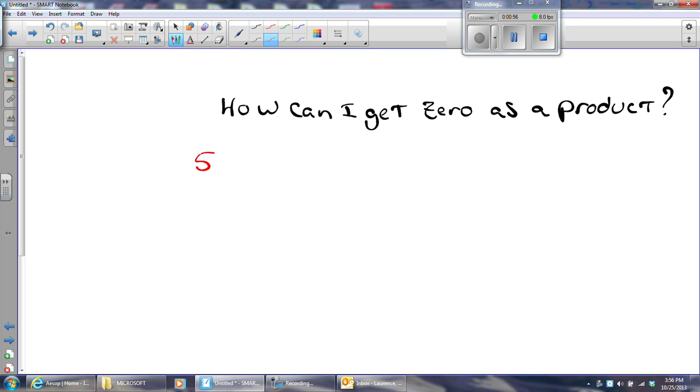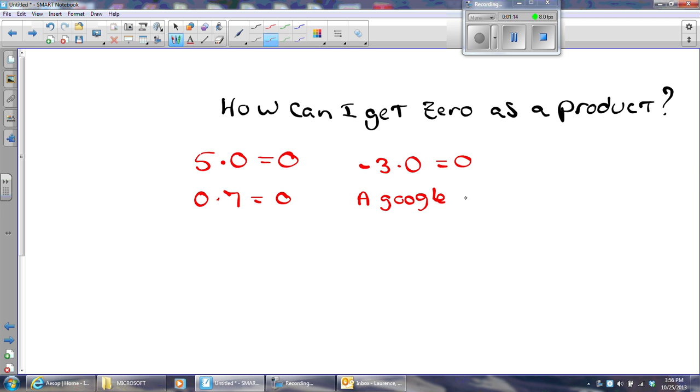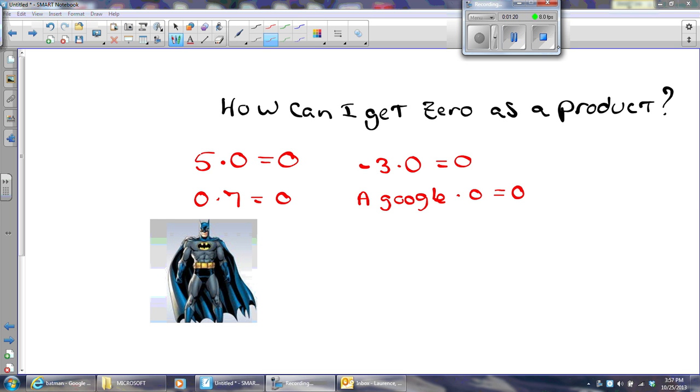Well, you might have 5 times 0. That would equal 0, right? Then again, you might have 0 times 7. That would equal 0. How about negative 3 times 0? Yeah, that would equal 0. How about a googol, which is a 1 followed by 100 zeros, times 0? Yeah, that would equal 0. How about 0 times Batman? What do you think? 0 times Batman? Yeah, that equals 0 too.